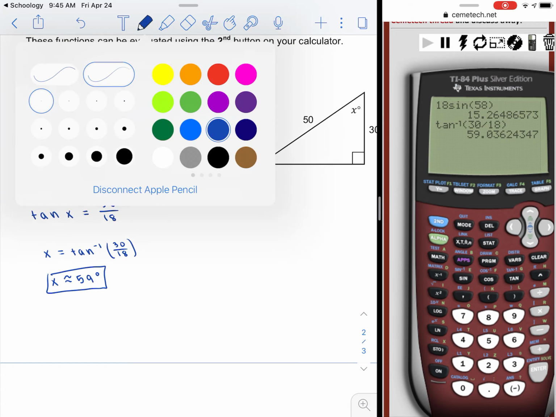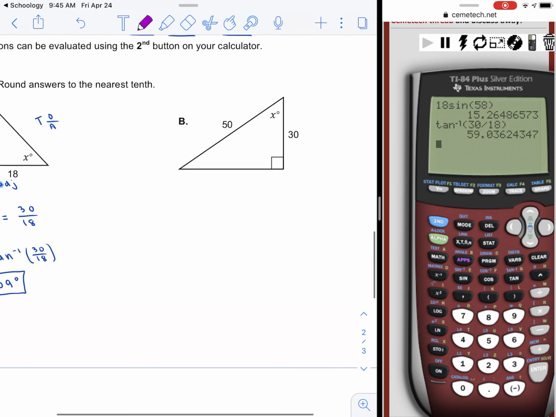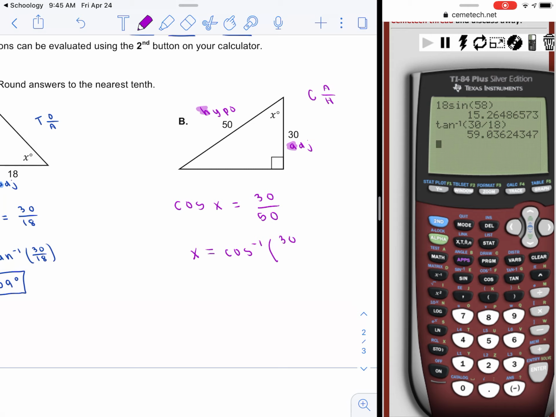So let's do one more of these. Again, if you want to pause the video and try it on your own and then check to see how you did, feel free to do so. So this is how you're going to solve this one. You are going to see that x is up on the top, and we have the adjacent side and the hypotenuse. So looking at the A and the H, I am thinking cosine on this one. So I'm going to say that the cosine of x equals my adjacent side over my hypotenuse. So x is going to equal the cosine inverse of that ratio.